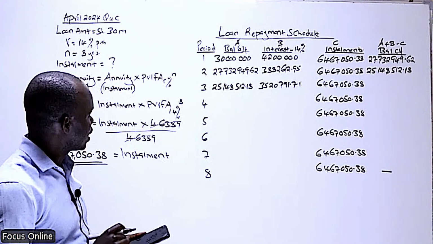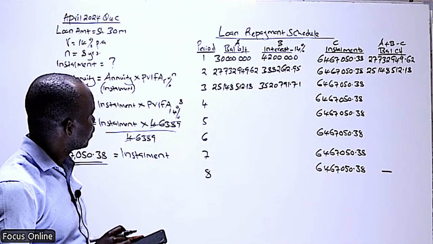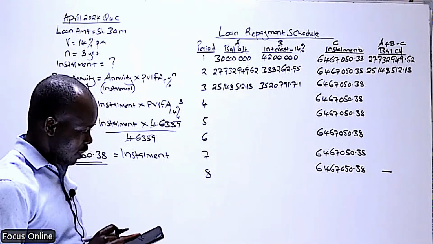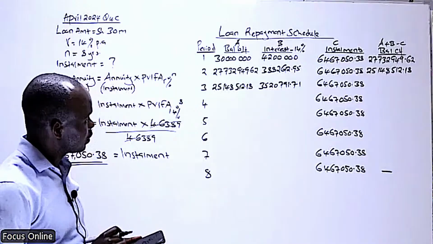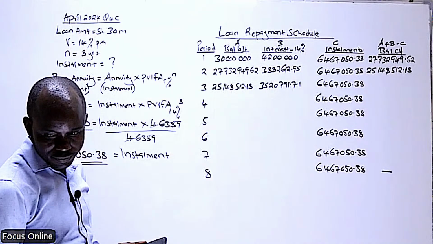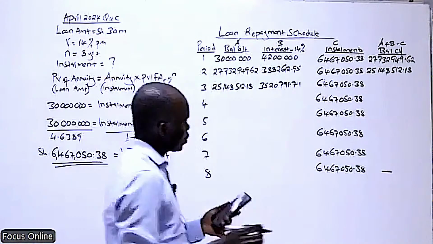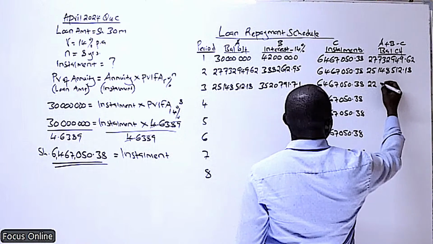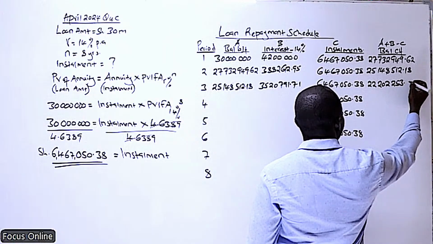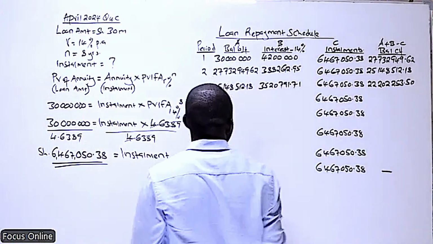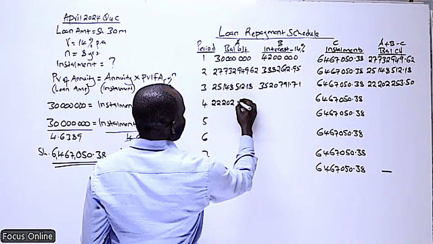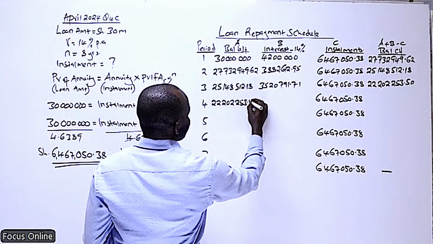Then plus the balance brought forward 25,148,512.18 minus 6,467,050.38. I'm getting 22,202,253.50, which becomes our balance brought forward here. 22,202,253.50.